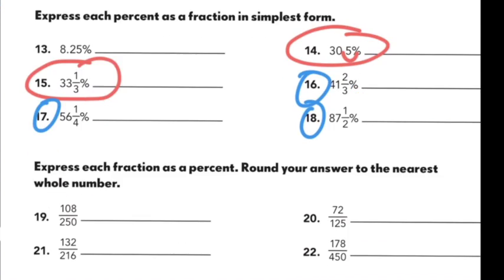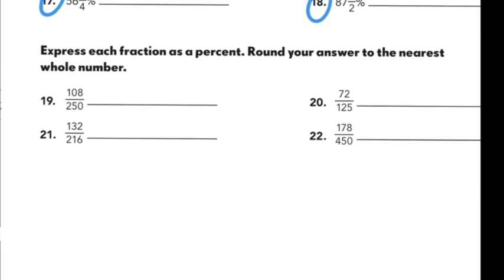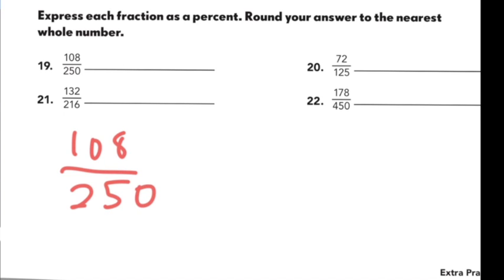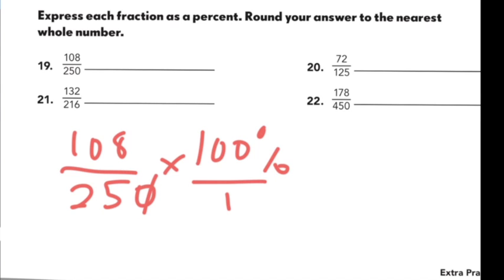Okay, the bottom. Express each fraction as a percent. Round each one to the nearest whole number. Okay, so I'm going to do one with you. Number 19 is 108 over 250. And we're going to make this into a percent, so we're going to times it by 100%. Now, if you notice, we can reduce or simplify right there. And then, because you could take off the zeros, you have 10 and 25, we divide by 5, so you get 2 and 5.